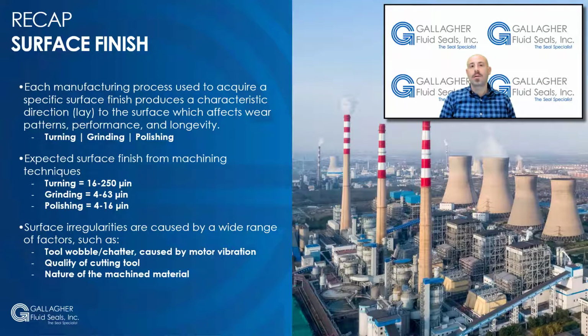In this webinar, we discussed three specific manufacturing processes: turning, grinding, and polishing. Each of these three manufacturing processes has an expected Ra surface finish range. And finally, we discussed three factors that contribute to surface irregularities.